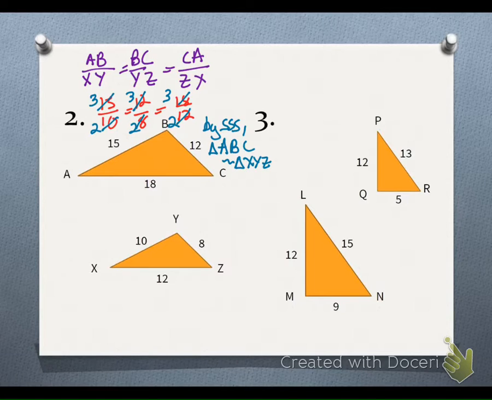So our next one up, you see you have 2 triangles here. Let's do this one to be on top. We're going to start with LM, and it goes over PQ. And then we go MN, and that goes over QR. And then our last part would be NL over RP.